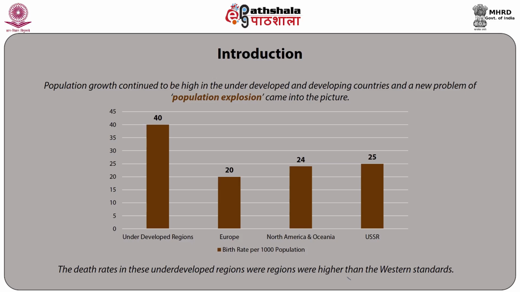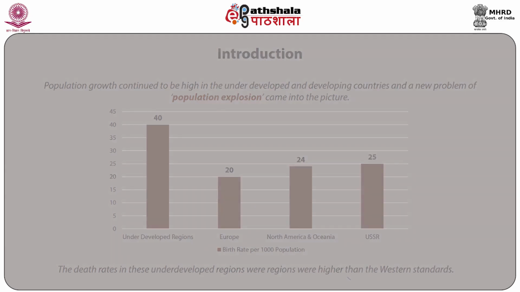The birth rates in the underdeveloped countries were well above 40 per thousand, while in Europe they were well below 20 per thousand population. In North America, Oceania and the USSR, they were about 24 to 25 per thousand in this period. The death rates in these underdeveloped regions were higher than the Western standards.